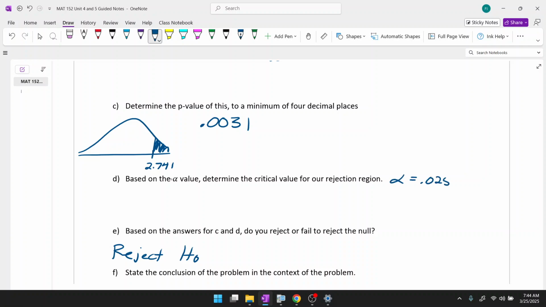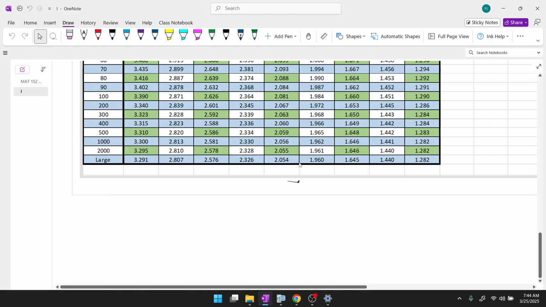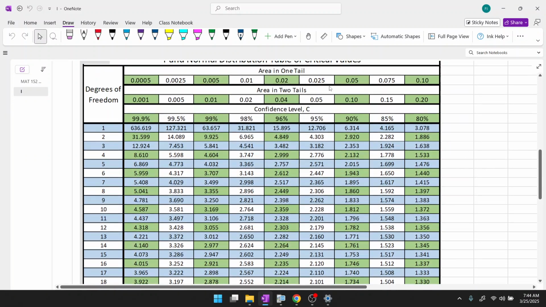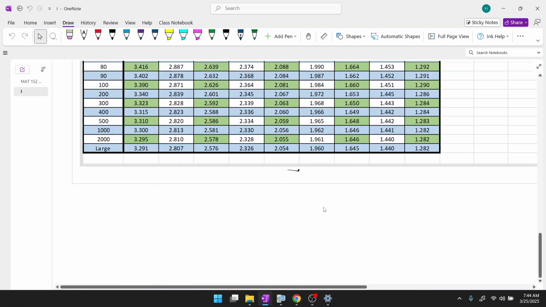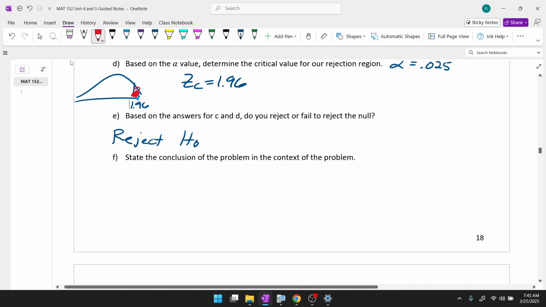Keep this in mind. Alpha is 0.025. We're still dealing with large degrees of freedom here. So 0.025 and 1.96. And it's always helpful to make a little drawing here. So the critical value is going to be 1.96. That is going to help us when we go to do our confidence interval. But the z-value that we got is inside the rejection region. Needless to say, we've rejected the null.